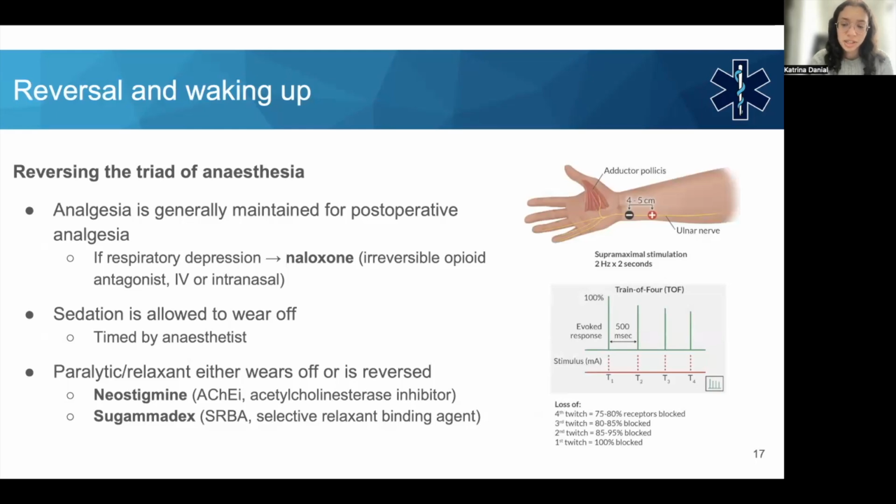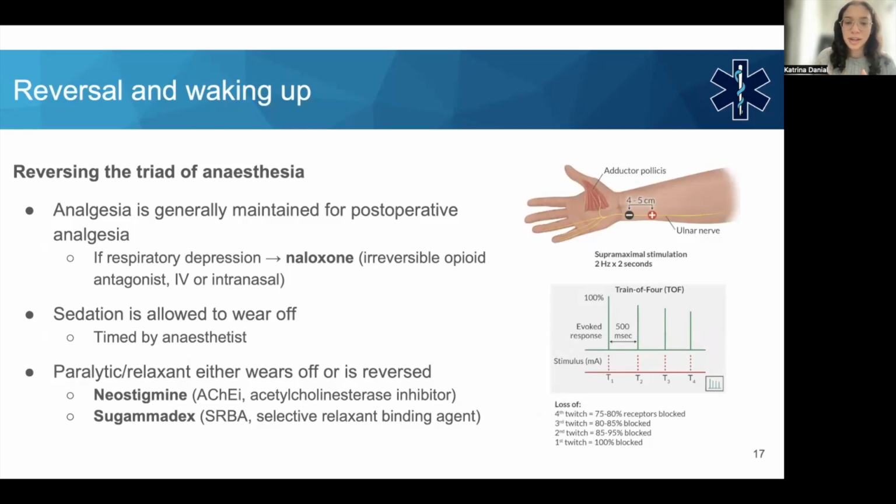has been reversed essentially is this thing here called the train of 4. It's very interesting. Try and see it in theatre if you can. Basically, they'll pop these two little leads on the ulnar side of the hand, and then connect those up to the machine, and the machine will give the nerve 4 strong impulses, and you'll see if the hand contracts or not.